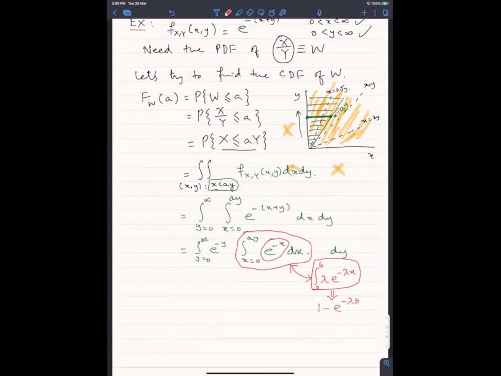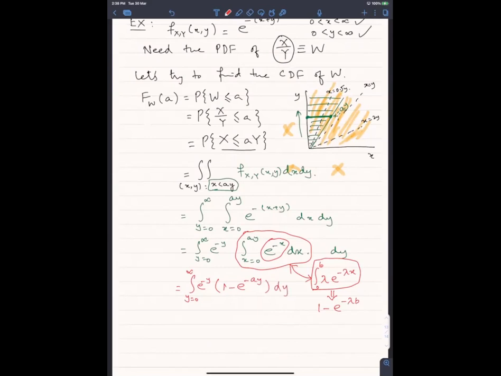Okay? So I can always do this integration. It's not a difficult integration anyway. It is a very easy integration. Okay? But sometimes you can be even quicker. It's e to the power minus y, and this would be equal to 1 minus e to the minus ay, and dy.